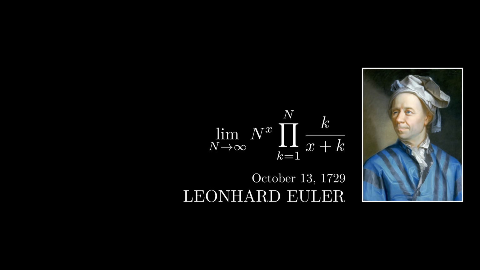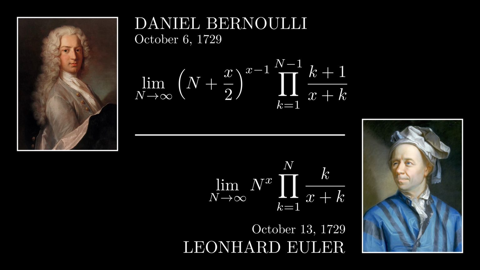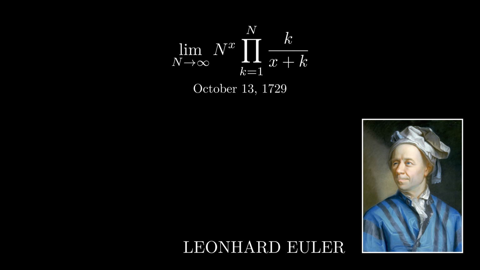The first officially written solution was by his friend Daniel Bernoulli, who beat him to the punch by literally 1 week. Bernoulli's solution is a bit of a variation, and it actually converges faster too, though at the cost of being more complicated. But Euler went further. He wanted to find an expression that used an integral instead of an infinite product.